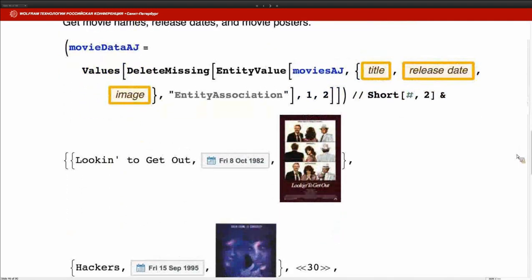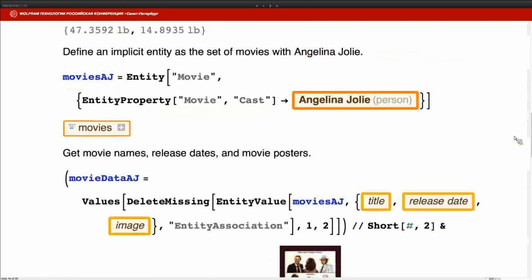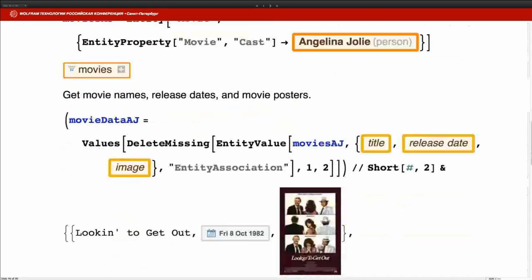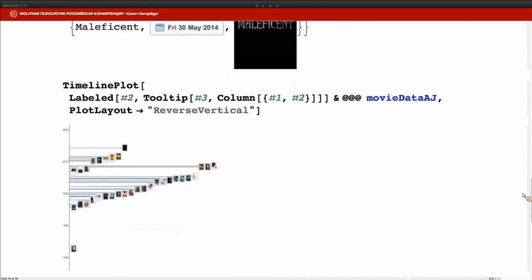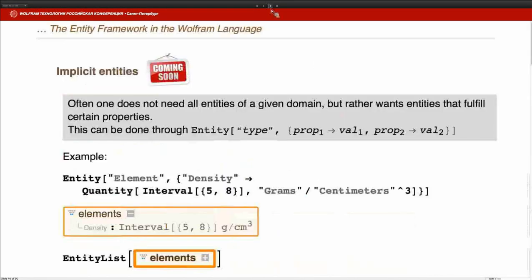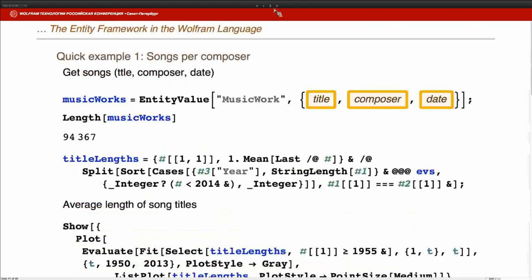Or with respect to movies. Give me all movies that have the property that Angelina Jolie was in them and they were released after a certain date, say. And then you can immediately take them and visualize them. So a couple of quick examples of how to use the entity framework.